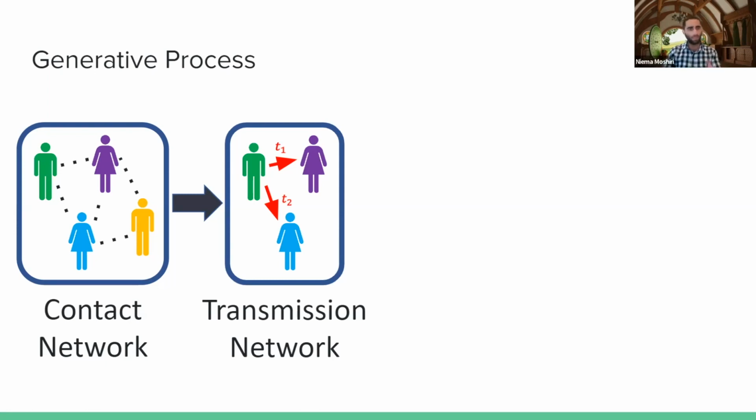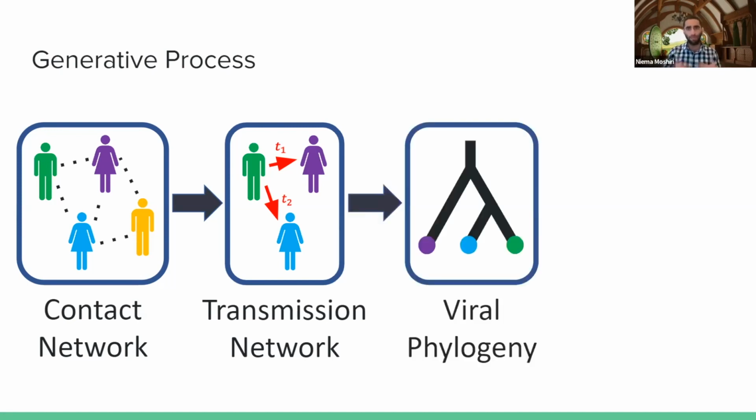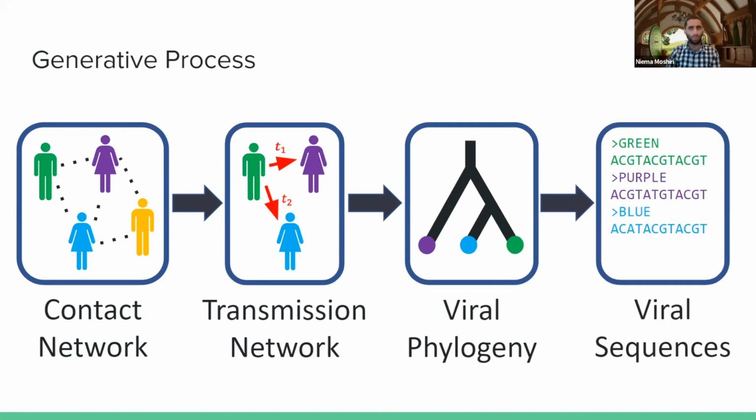And then similarly, as you saw, the evolutionary history of a virus is very tightly constrained by the transmission network. So I can imagine that the phylogeny that I observed is generated according to some random process that's conditioned upon the specific transmission network that I observed. And then similarly, the present-day viral sequences are some random process conditioned upon the ancestral viral sequence and conditioned upon the viral phylogeny.